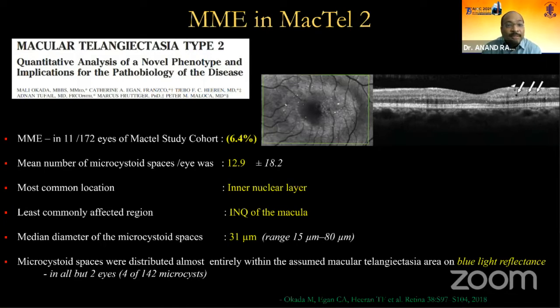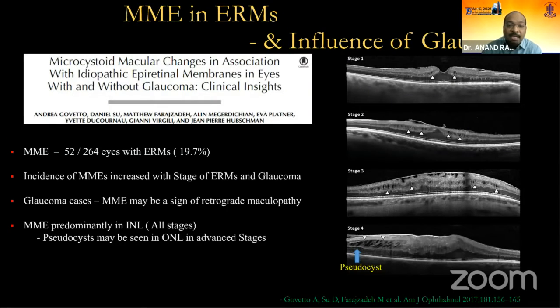Now, Govetto et al. did something interesting. They looked at MME in ERMs and the influence of glaucoma, and they found that MME was found in 20% of ERM cases. Incidence increased with the stage of the ERMs and with the stage of glaucoma. In glaucoma cases, MME may be a sign of retrograde maculopathy. And while it was predominantly seen in the INL, they also found pseudocysts in the advanced stages.